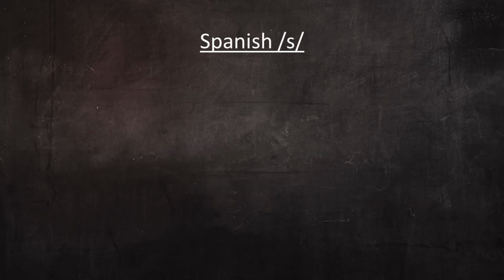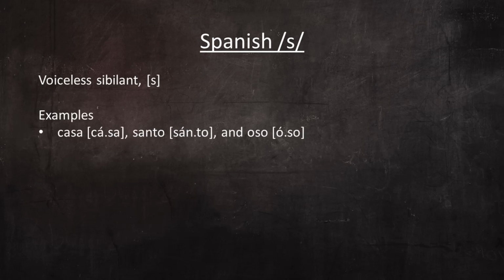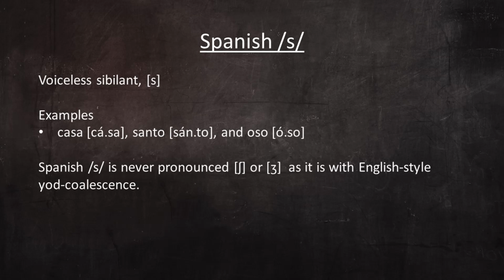Spanish S. Spanish S before a vowel is pronounced as a voiceless sibilant. Examples are casa, santo, and oso. And that's it. That's the only pronunciation of Spanish S before a vowel. It's never pronounced sh or zh as it is in English-style yod-coalescence.